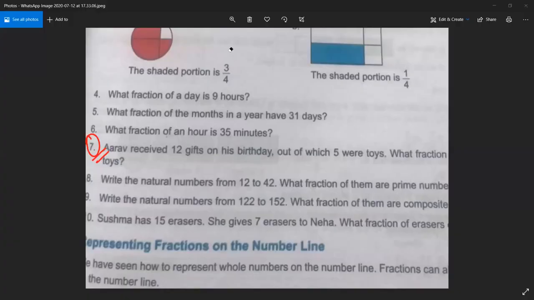Okay. So he received 12 gifts on his birthday, out of which 5 were toys. What fraction were toys? So it will be 5 by 12. Correct. Can you do question number 8?